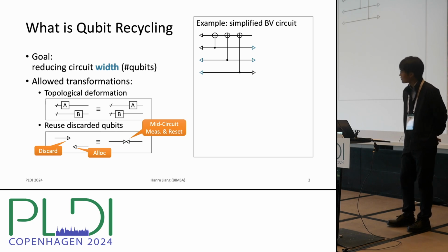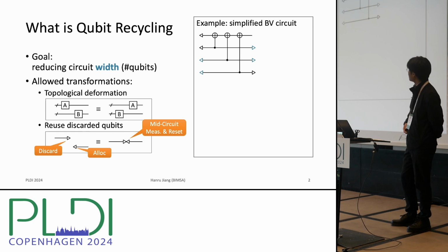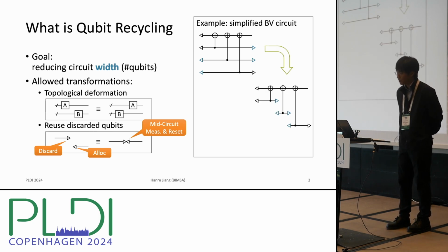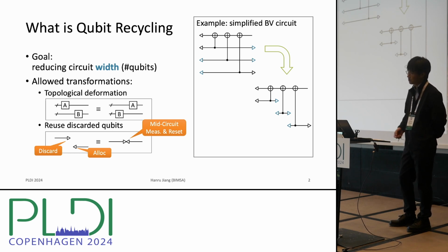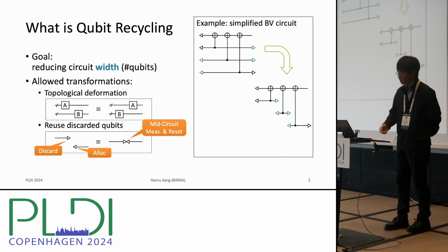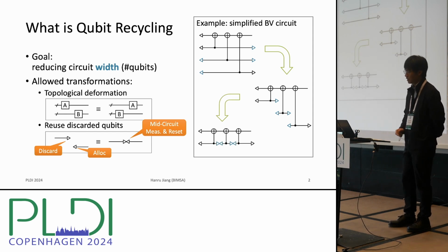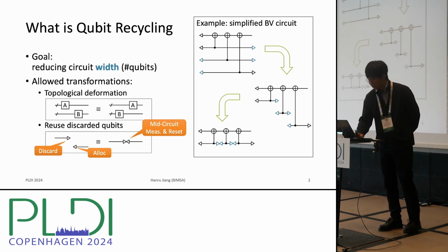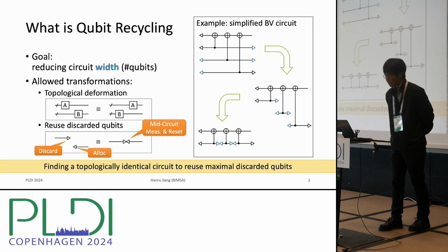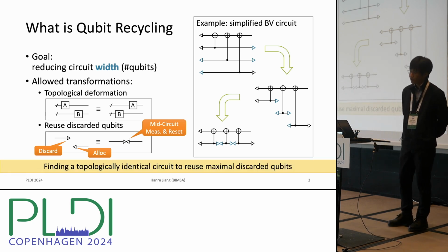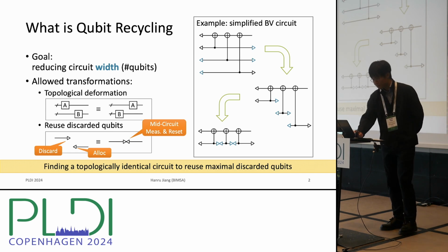transformations. So the given circuit first allocates 4 fresh qubits, does some computation, and discards 3 of them. So we first postpone the allocations and bring forward the discards so that 2 of the discard gates precede the allocations, and then we reuse them, and the circuit width is reduced by 2. And we may come back to this example later in this talk. So simply speaking, qubit recycling is to find a topologically identical circuit to reuse the maximum number of discarded qubits.